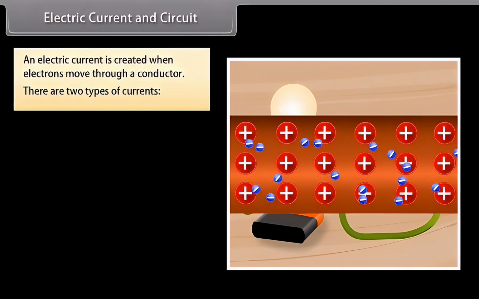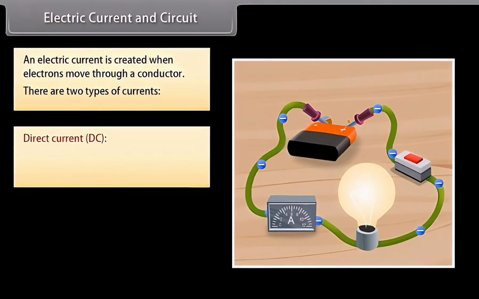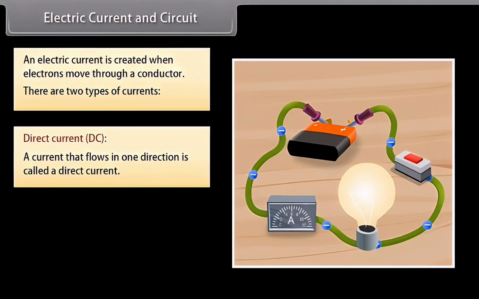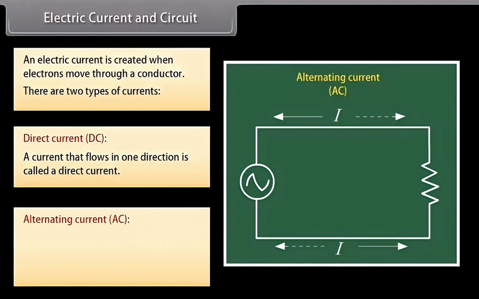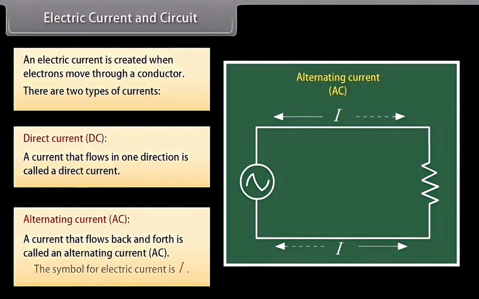There are two types of currents: direct current, DC. A current that flows in one direction is called a direct current or DC. For example, a battery produces a direct current. Alternating current or AC. A current that flows back and forth is called an alternating current or AC. The symbol of electric current is I.